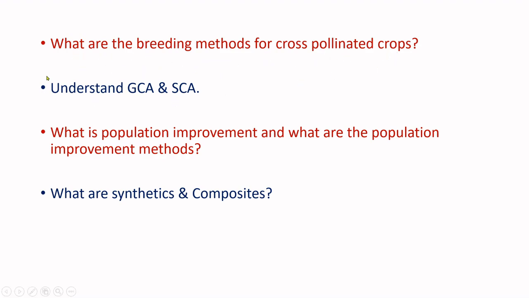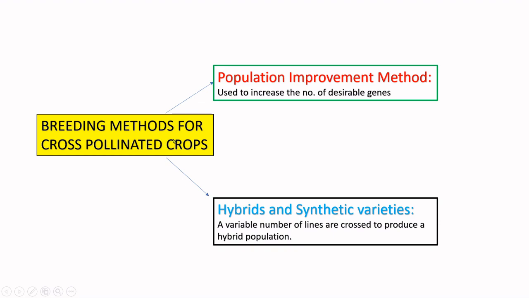What are breeding methods of cross-pollinated crops? What are GCA and SCA? What is population improvement and what are population improvement methods? And what are synthetic and composite varieties?